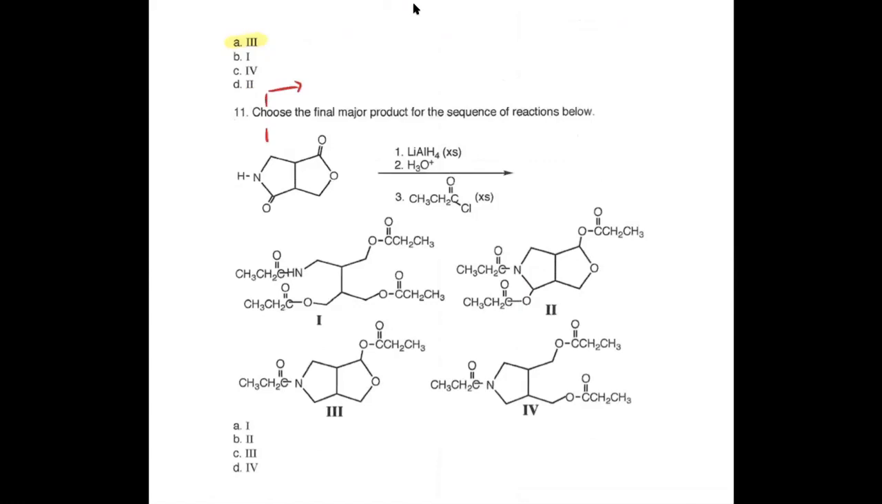Okay, so for this one, we're supposed to choose the final major product for the sequence below. So we have lithium aluminum hydride, and it's in excess, right? So that's a little hint towards something. So what do you think is going to happen here? We have these 2 functional groups. We have an amide and we have an ester.